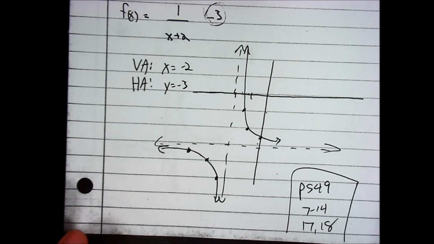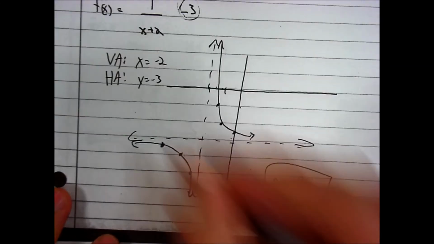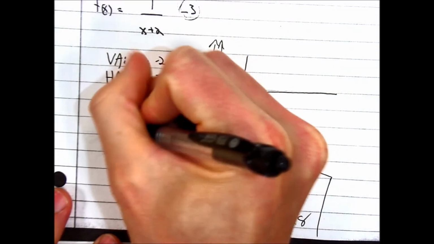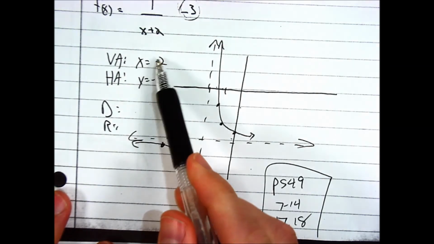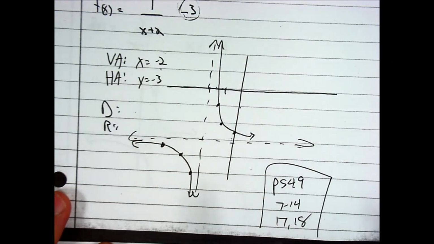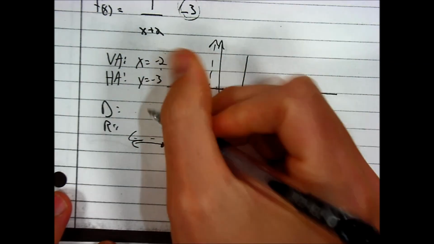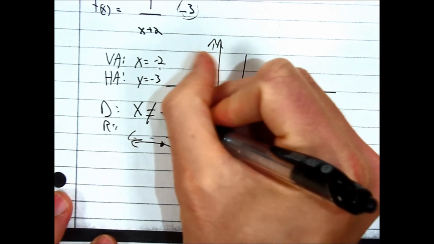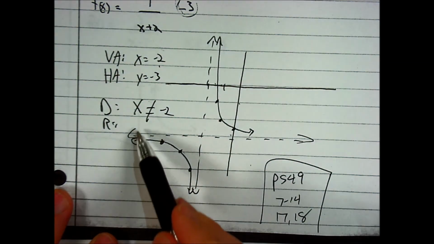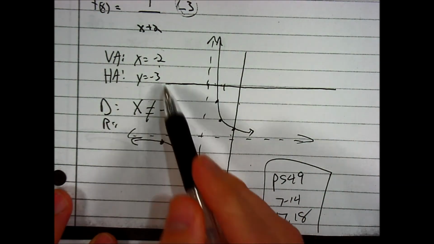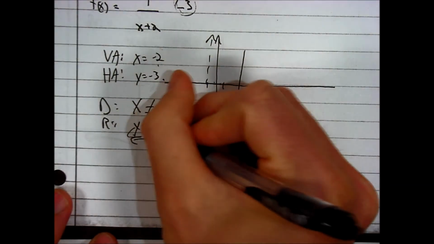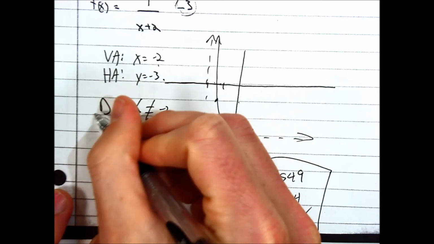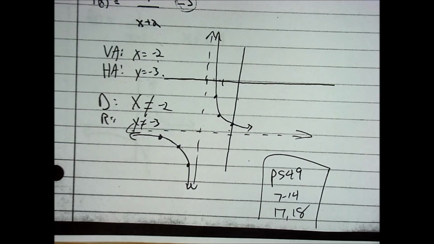One thing we didn't talk about yet was domain and range. Domain and range, guys, is super easy because it's right here. You've already done the work with your horizontal and vertical asymptotes. Domain, we're going to use all x values except negative 2. Then for range, all the y values except negative 3. So your domain and range are very much like your vertical and horizontal asymptotes.